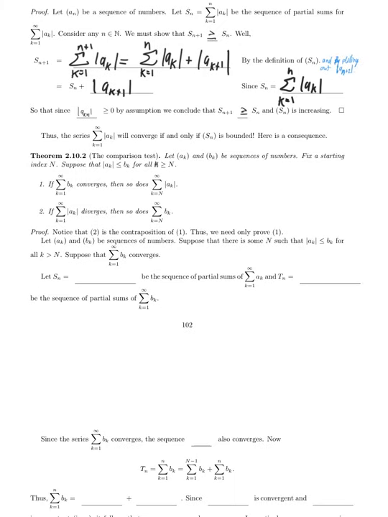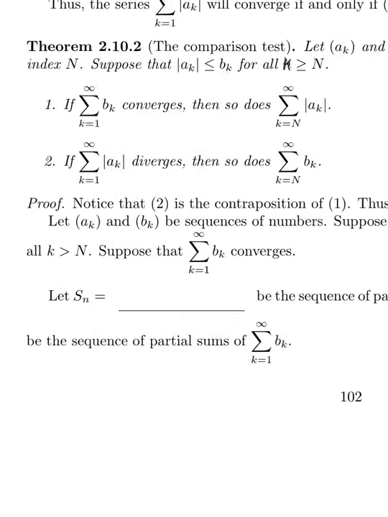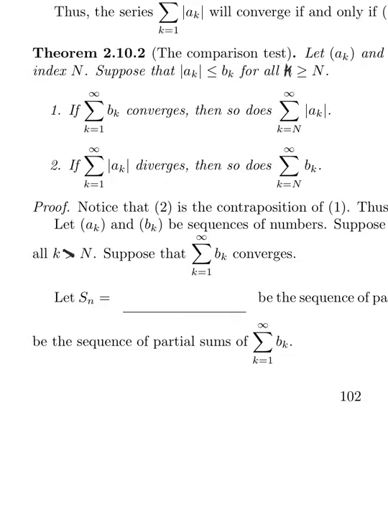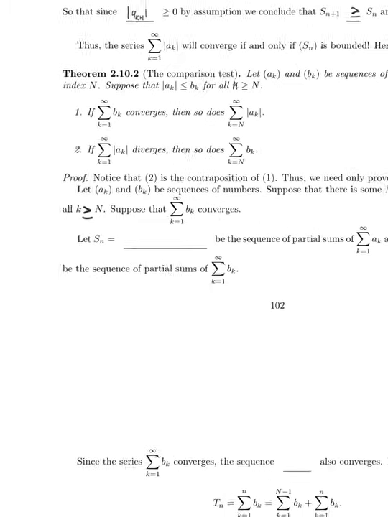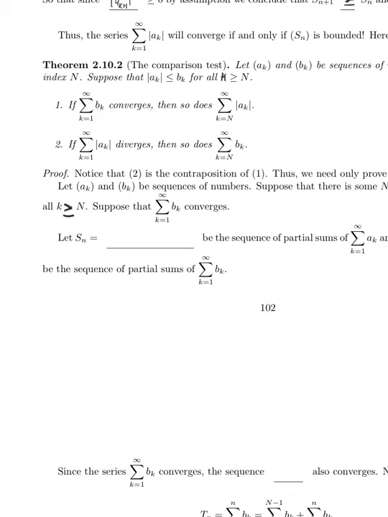So let's do that. So, setup. Let's let a_k and b_k be sequences of numbers. Let's suppose that there is some threshold value big N such that the absolute value of a_k is less than b_k for all k bigger than N. Let's make the hypotheses match up. I will assume that the series associated with b_k converges.